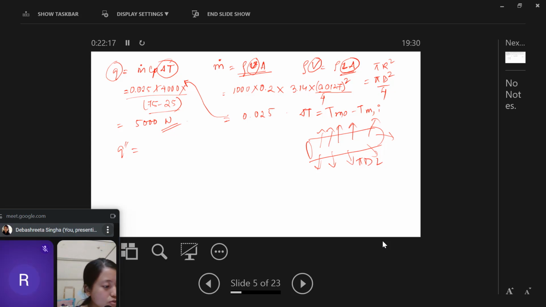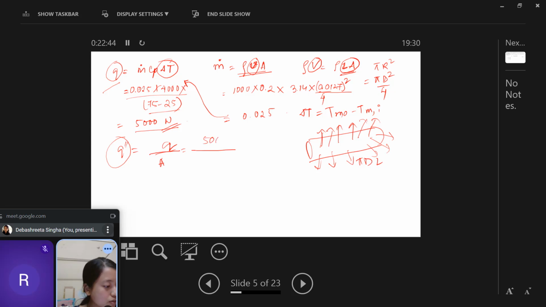So for finding out the heat flux, we have found out the rate. For finding out the heat flux, we just need to divide by area. But the area will not be the cross section, this time the area will be the curved surface area because the heat is getting transferred from the surface area. So area is pi d L.